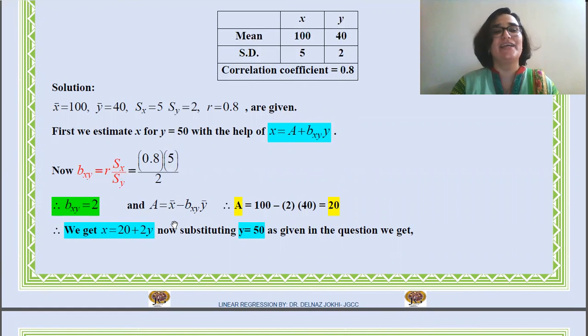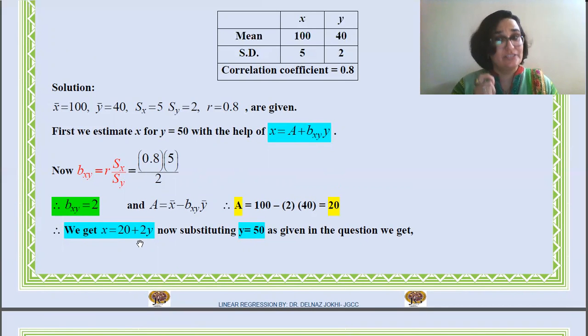फटाफट, A का formula क्या था? Capital A is equal to x bar minus bxy y bar. Substitute कर दो, सब कुछ है हमारे पास. देखिए yellow highlight, कितना आया? Yes, 100 minus 80. 2 into 40 is 80. So 100 minus 80 gives you a 20 with a plus sign. Substitute कर दो जल्दी से. bxy 2, A की value 20. Substitute करो इसके अंदर क्या आया? X is equal to 20 plus 2y. That is your A plus 2, which was your bxy.